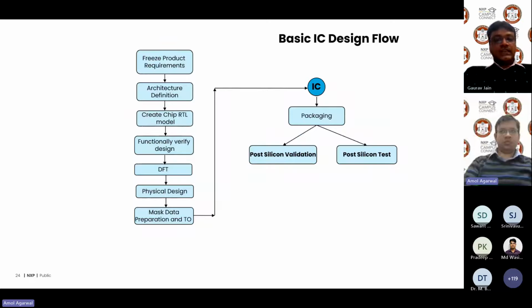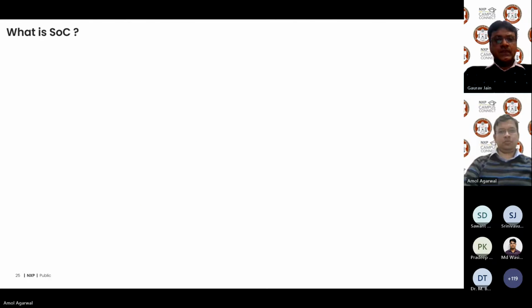Yeah, so let's get into the actual SoC design here. This is a high-level overview of the basic IC or SoC design, starting with freezing the product requirement. We'll go into each topic here, each box that you see. Going to the next slide, Amol.